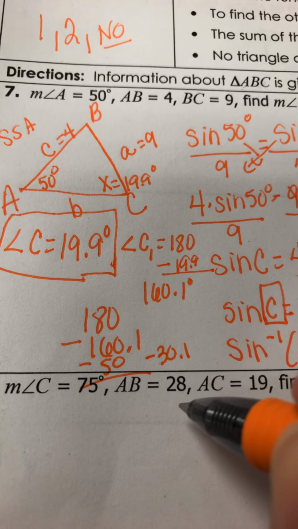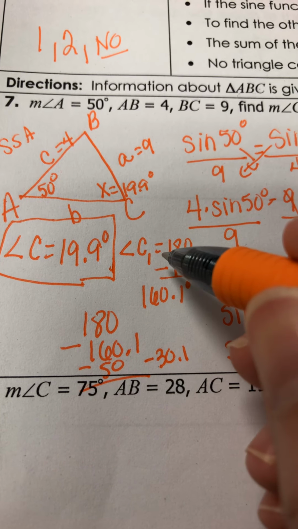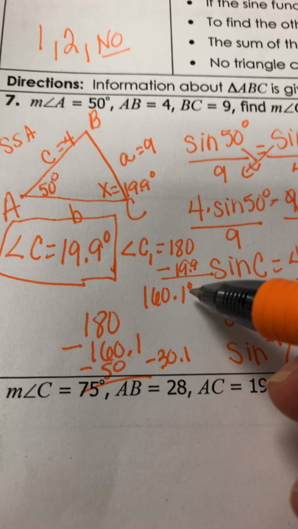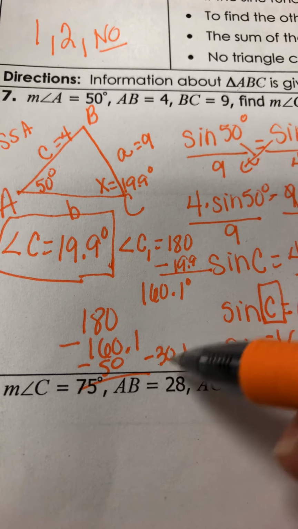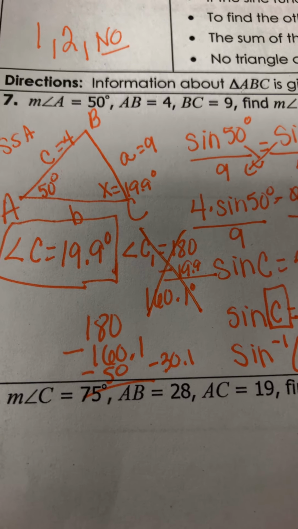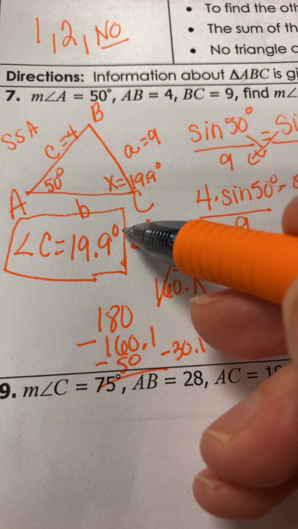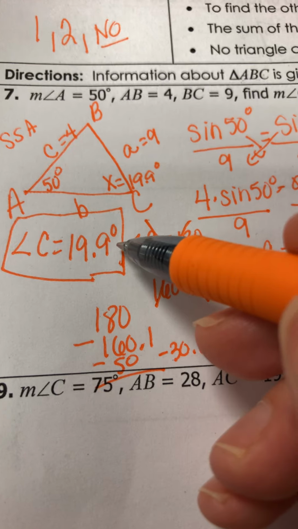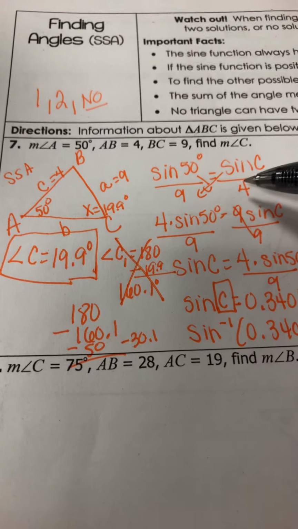You know that's not possible, right? So if you take your second angle and you check it to see if it actually makes a second triangle and you get a negative value, that tells you that you only have one solution for your triangle, which is 19 and 9/10 degrees.